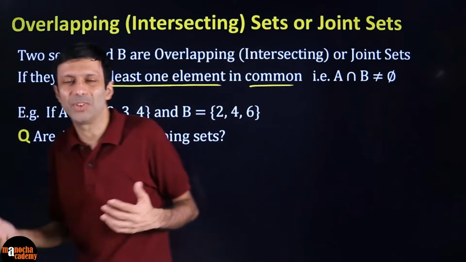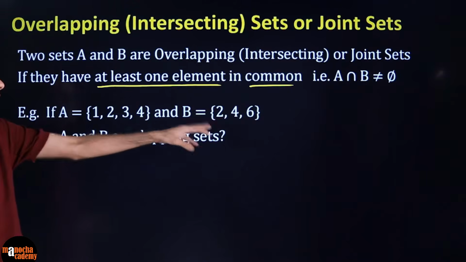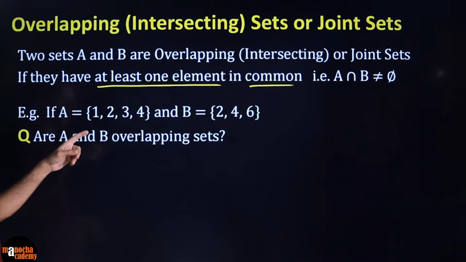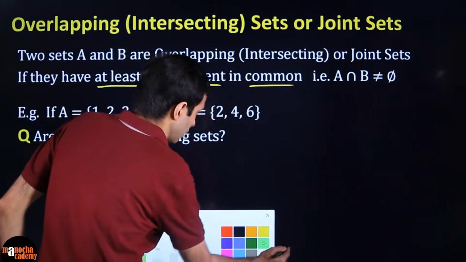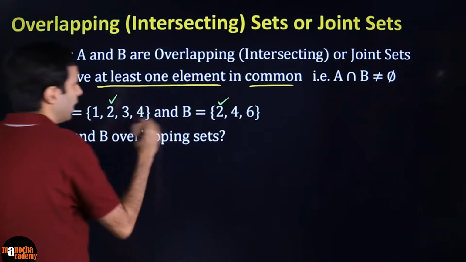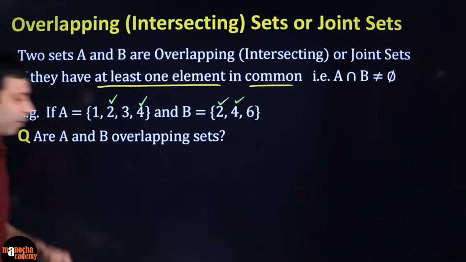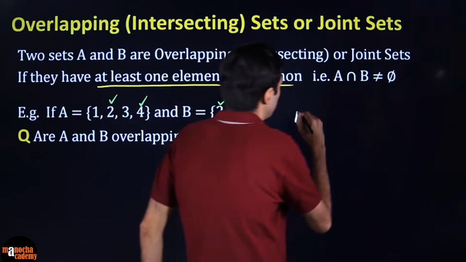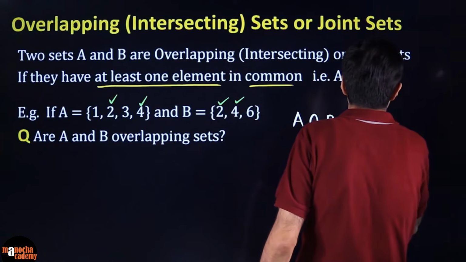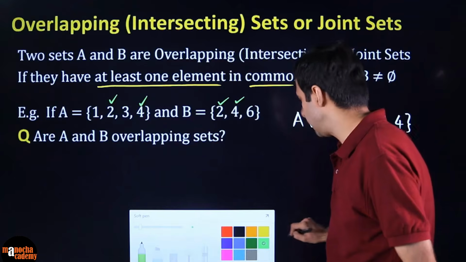Here, of course, in sets we are not talking about hobbies, usually we are talking about numbers. So if we take these two sets A and B, can you guys tell me, are they overlapping sets? Do they have something in common? Yes, you can see the element 2 is common, element 4 is common. Common means we say intersection, right? So A intersection B is going to be those common elements 2 and 4. So definitely these two sets are overlapping. The answer is yes.